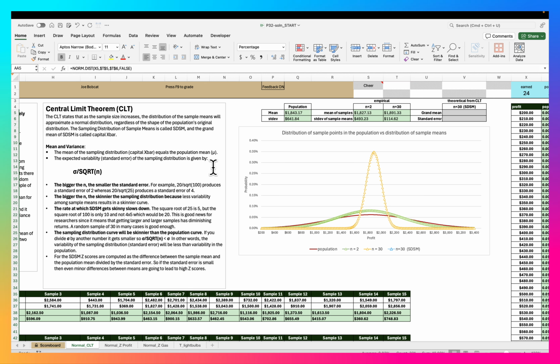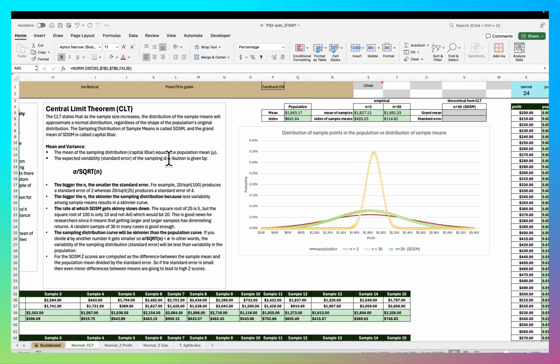And the expected variability, and the reason for that is because some are going to be high, some are going to be low, but it's going to average. The expected variability, or standard error, of the sampling distribution is given by sigma divided by the square root of n. This turns out to be a really big deal, because normally the variance is just sigma. When you divide it by the square root of n, interesting stuff happens. Because you divide any number by another number, that number gets smaller. So the variance of a sampling distribution is going to be smaller than the variance of the population. You can see that right here. The population's all spread out. The sampling distribution starts getting tighter.